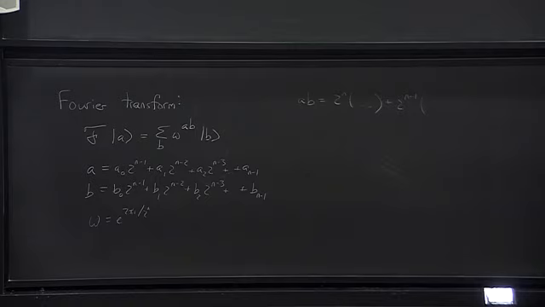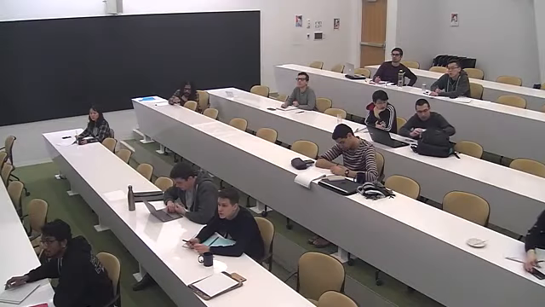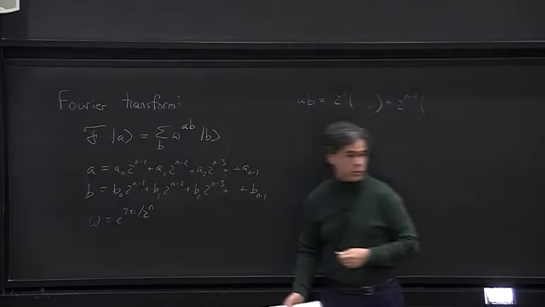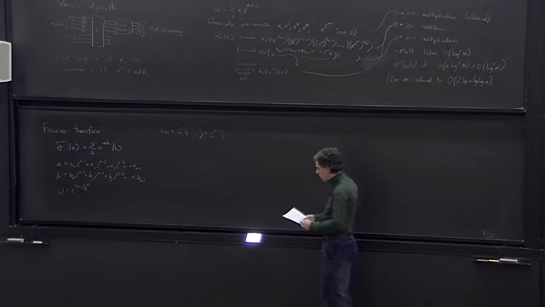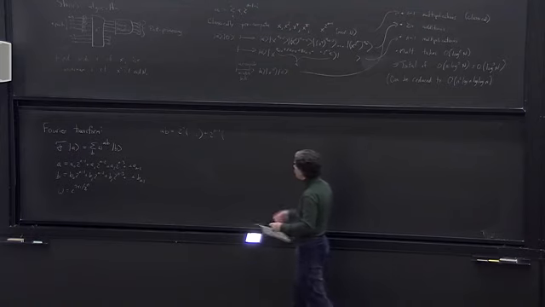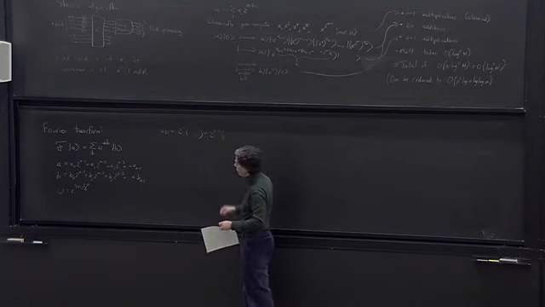Sorry, I can't read the omega. It is e to the 2 pi i over 2 to the n. Oh, I see. OK. Right, because we're doing the Fourier transform mod 2 to the n.